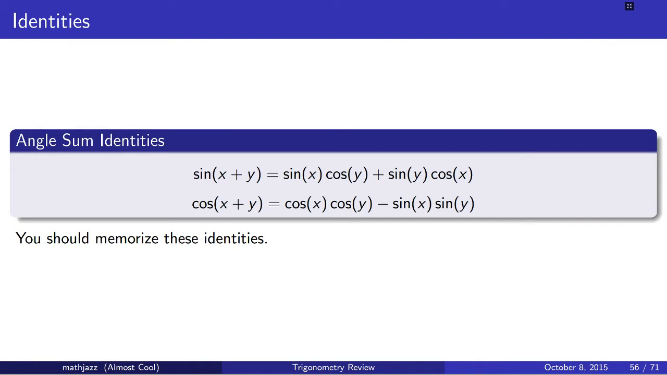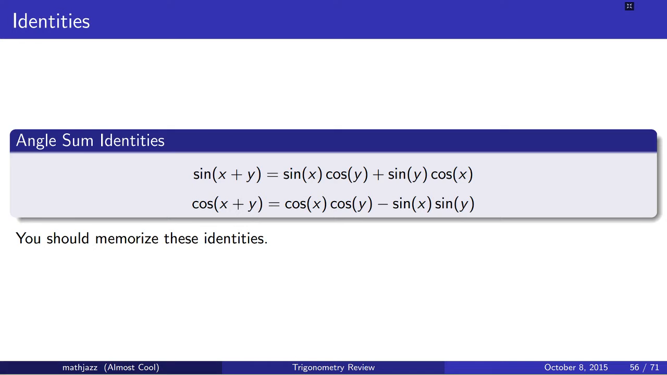Here are the other two identities we're going to learn. They're called the angle sum identities. We have an angle sum identity for sine and an angle sum identity for cosine. They go: sine of x plus y equals sine of x times cosine of y plus sine of y times cosine of x. Cosine of x plus y equals cosine of x times cosine of y minus sine of x sine of y. Those are our two angle sum identities, and you should memorize them.